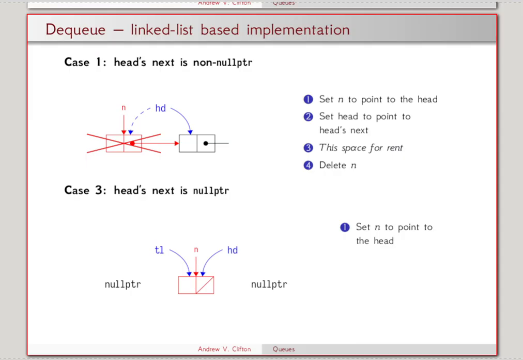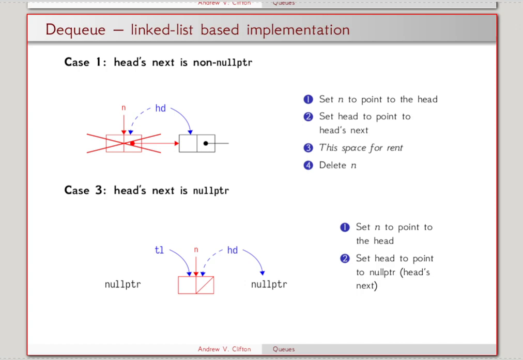So step 1 is exactly the same. We set n to point to the head. Case 3 is where there's only one node left, so that node is both the tail and the head here. So n points to the head. You could also point it to the tail, right? But if we set it to point to the head, then that is the same as step number 1 from up there.